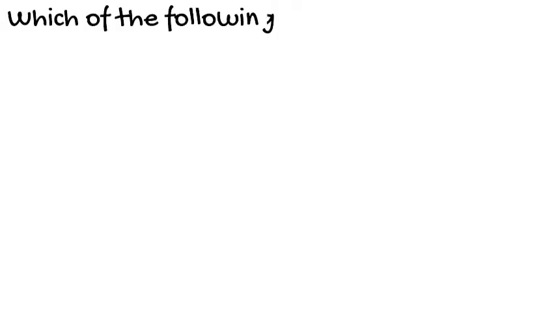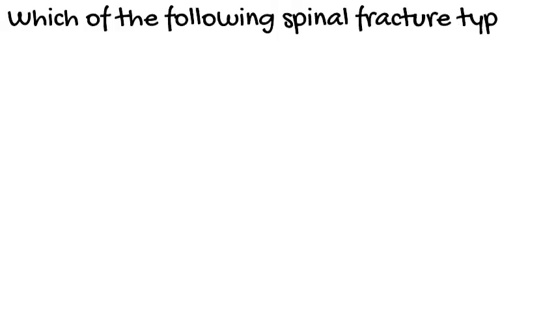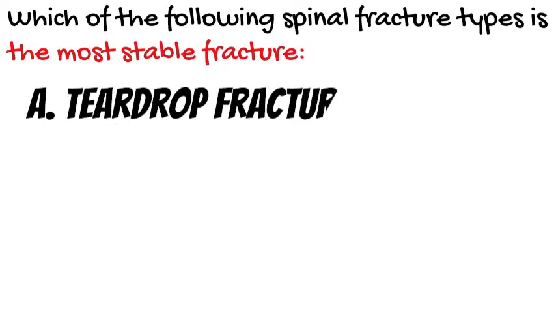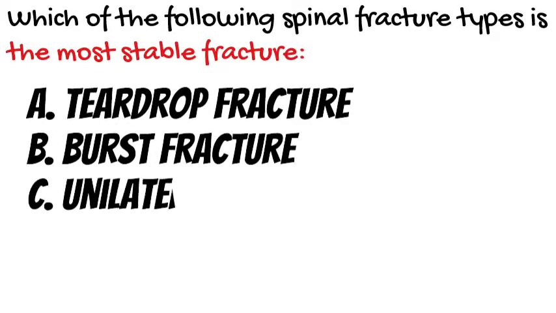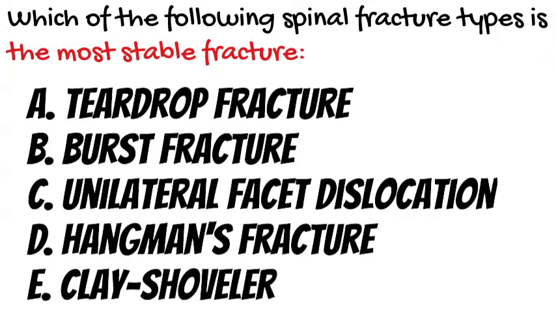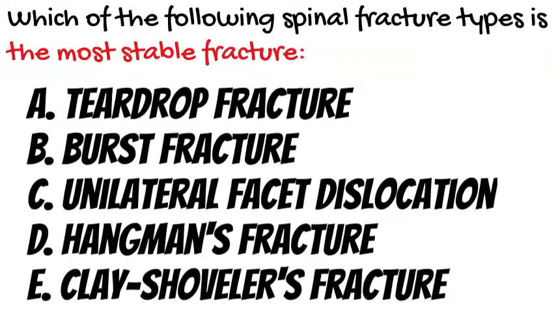Which of the following spinal fracture types is the most stable fracture? A. Teardrop fracture. B. Burst fracture. C. Unilateral facet dislocation. D. Hangman's fracture. E. Clay shoveller's fracture.